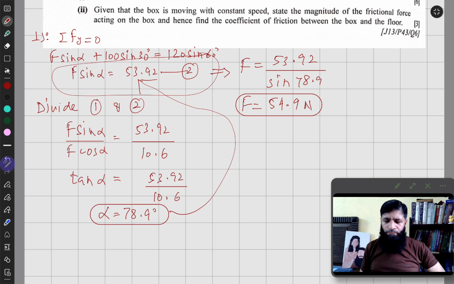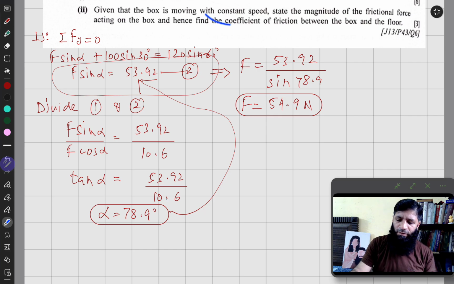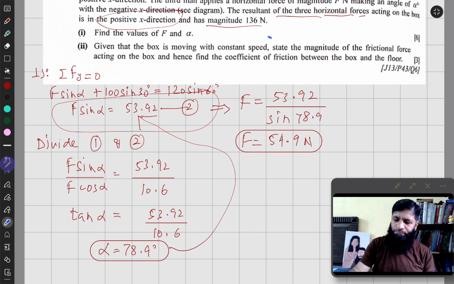Now look at part 2. It is given that the box is moving with constant speed. You can see in the statement. First of all, you are supposed to find the magnitude of the frictional force and then the coefficient of friction between the box and the floor. All right.